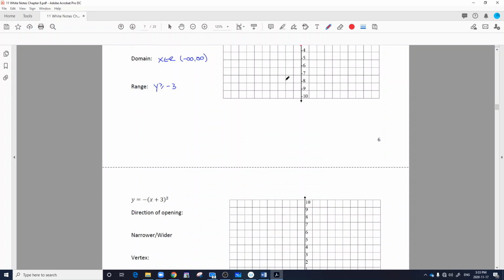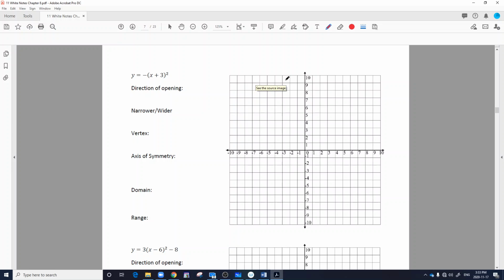Let's do another one. So what about y is equal to -(x plus 3) all squared? First things first, what's this going to open? Well, here's your a value. You have an a value of -1. Because it's negative, you're going to open down.